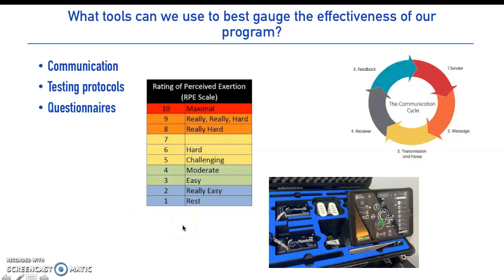And then testing protocols. Remember, we spoke about a testing battery. This is what we call velocity-based training over here. It's a form of testing that we can use with our athletes, based on what our athletes have communicated with us, as well as what we've got from a questionnaire, and the data from technology. We can then see if our program is indeed effective.